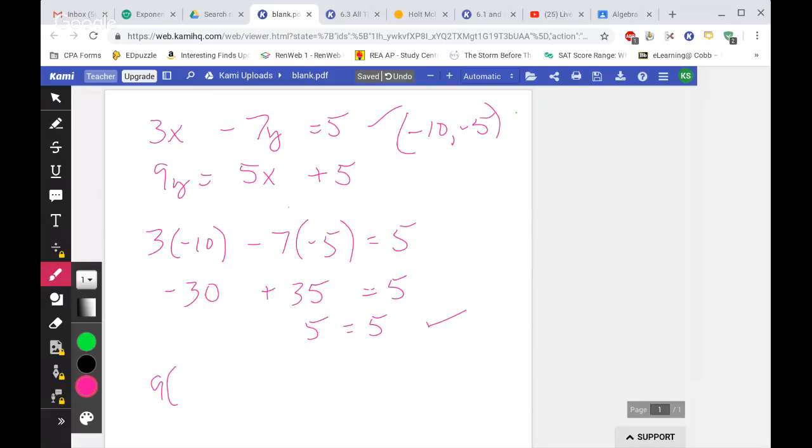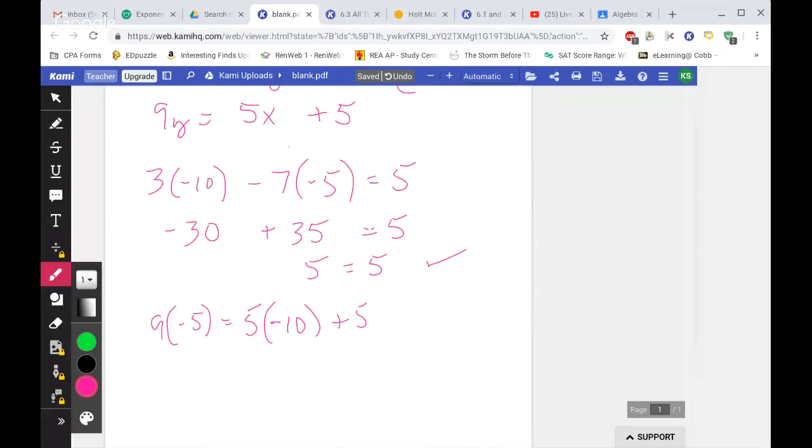9 times negative 5 equals 5 times negative 10 plus 5. 9 times negative 5 is negative 45. 5 times negative 10 is negative 50 plus 5. Negative 45 equals negative 45. And that one checks. Okay.